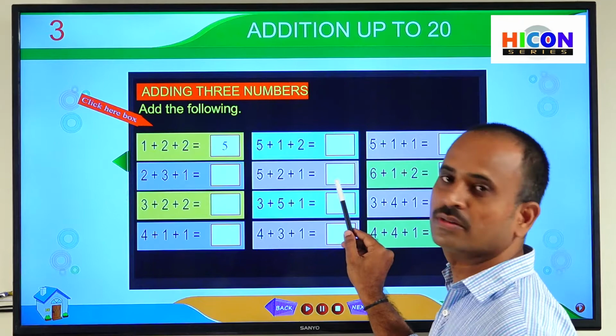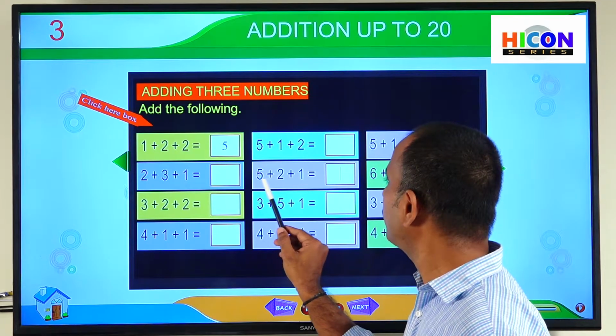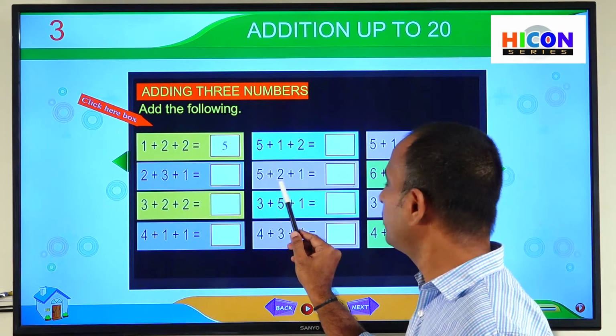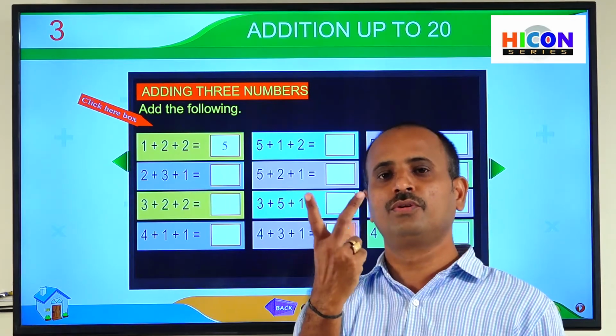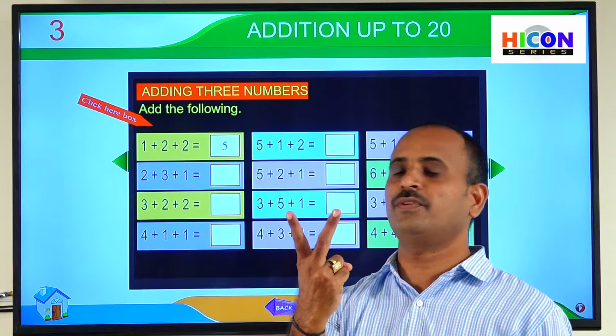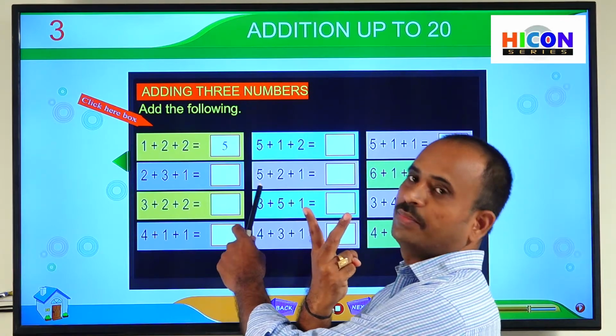Then you will get the total sum. So first add two numbers 5 and 2. Here the second number is 2. So open two fingers of your hand, 1, 2, and start counting after the first number. So here the first number is 5.